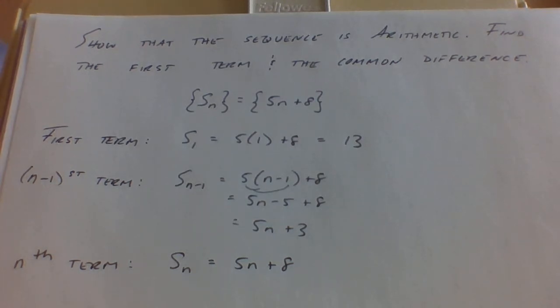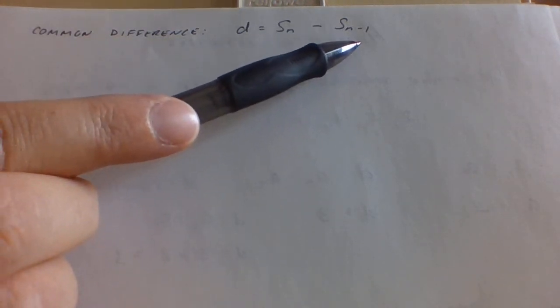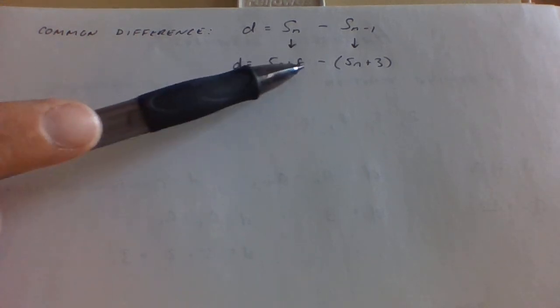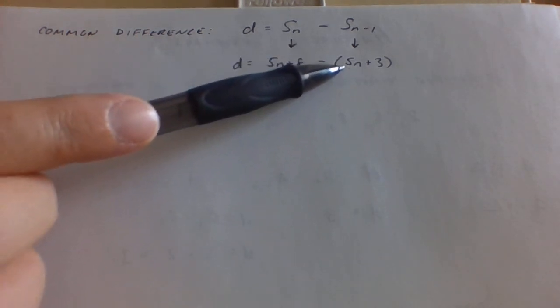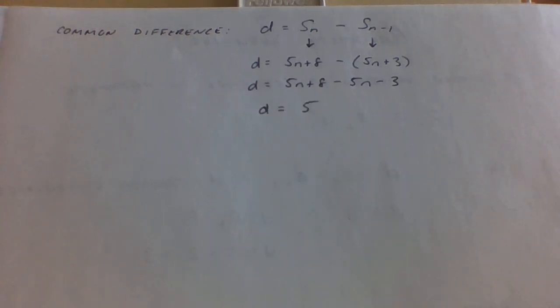Now, let's go ahead and find the common difference. To get our common difference, we're going to go ahead and subtract our s sub n minus s sub n minus 1. S sub n was 5n plus 8, and s sub n minus 1 was 5n plus 3, and we're going to be subtracting these two pieces. So remember, you're going to have to distribute that negative to both pieces in that set of parentheses. Our common difference in this example is going to come out to be a 5.